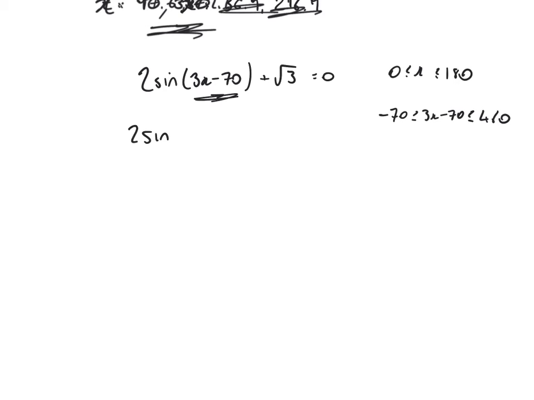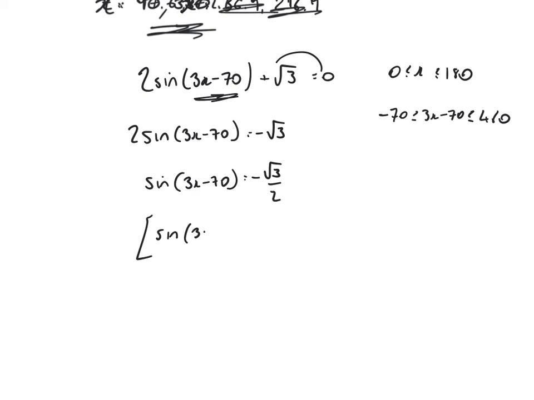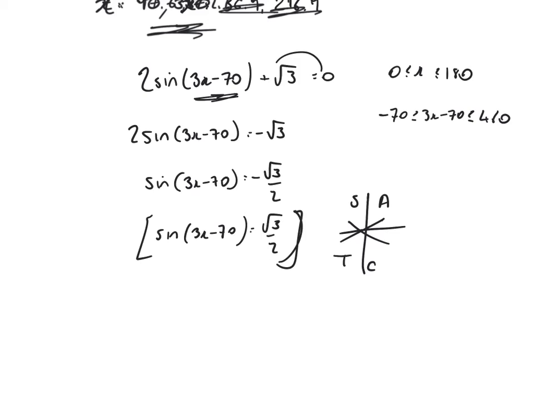Okay, so 2 sine 3x minus 70 is equal to minus root 3. And then sine 3x minus 70 is equal to minus root 3 over 2. Okay, so I'm going to change that to a positive result. Sine 3x minus 70 equals positive root 3 over 2. Okay, I can then get my cast diagram up, and I'm not going to be in all in sine because I've changed from negative to positive. I'm going to be in tan cos. So 3x minus 70 is equal to sine inverse root 3 over 2.